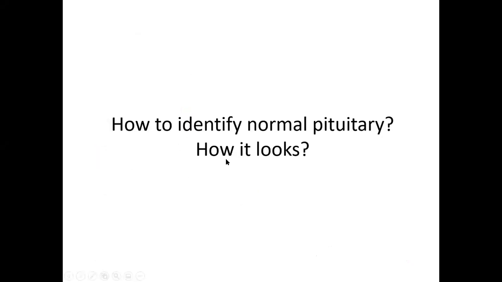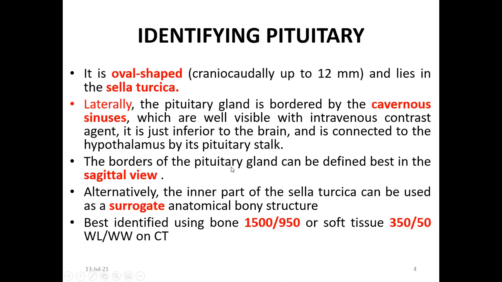So how do we identify the normal pituitary and how does it look? It is oval shaped and lies in the sella turcica. Laterally, it is bounded by the cavernous sinus, well visible with contrast. It is just inferior to the brain and connected to the hypothalamus by the pituitary stalk. The borders of the pituitary gland can be identified best in the sagittal view. Alternatively, the inner part of the sella turcica can be used as a surrogate for anatomical bone structure.